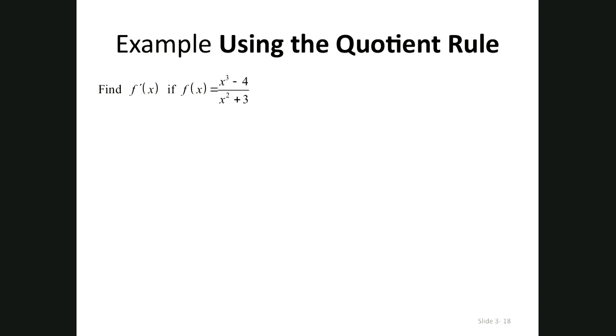So here, this is a polynomial function. Now, doing the quotient rule with a polynomial function, it's probably best to use the quotient rule. So u is equal to x to the third minus 4. U prime is equal to 3x squared. V is equal to x squared plus 3. V prime is equal to 2x. Okay? Inside.